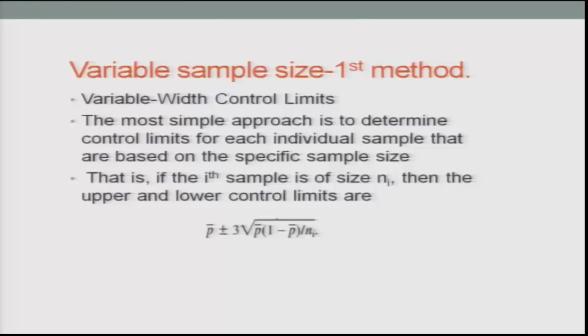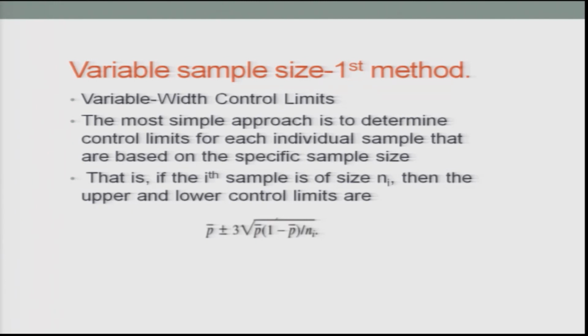Or say for example, you have a production process where products are being produced, that is true, but you have to do some destructive sampling, and that becomes very costly for you. So, obviously, you would like to reduce the sample size, because the observations which you take need to be destroyed in order to basically study them. So, in that case sample size would also vary. So, the most simple approach, as I said, is to determine the control limits for each individual sample that are based on specified sample size.